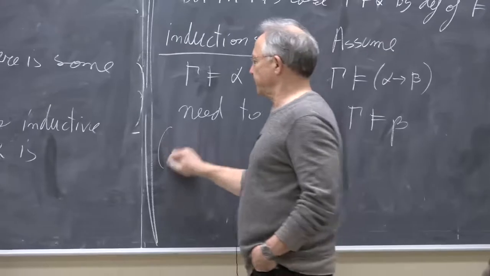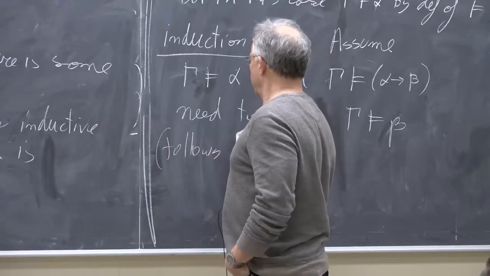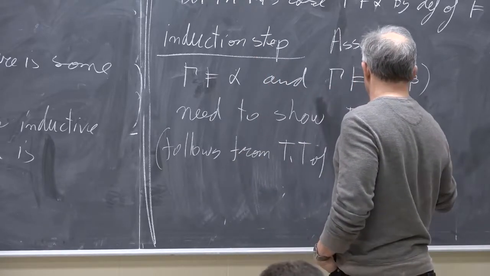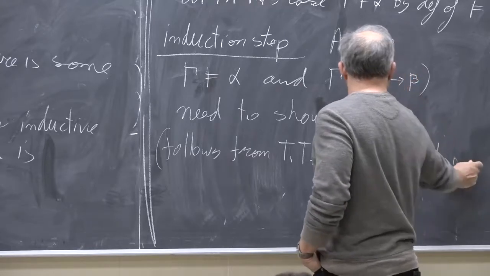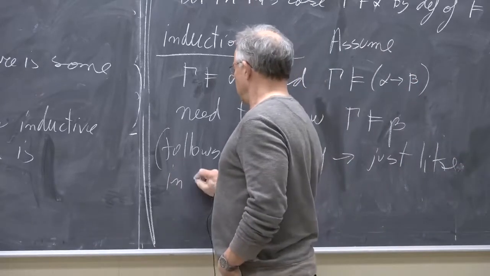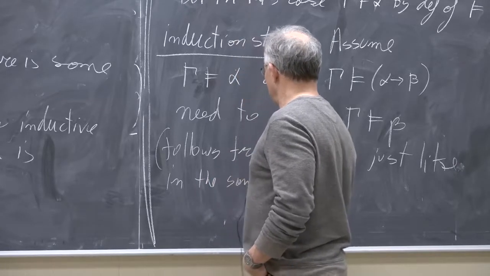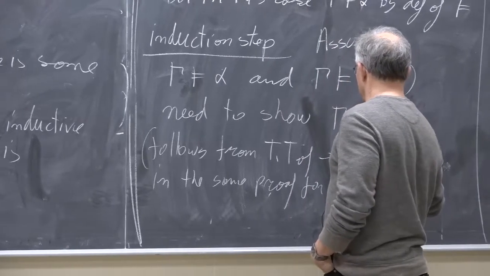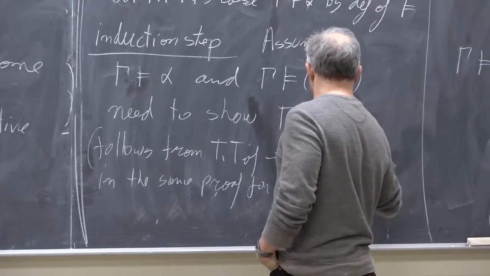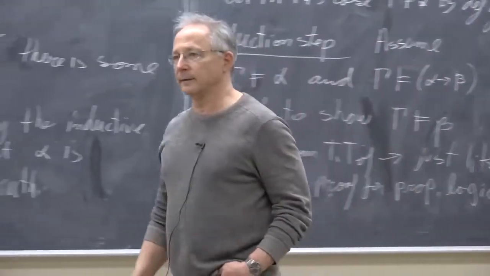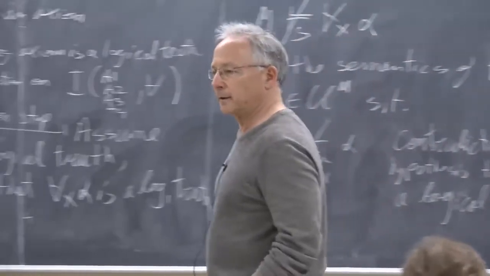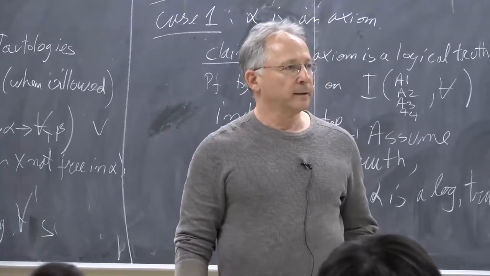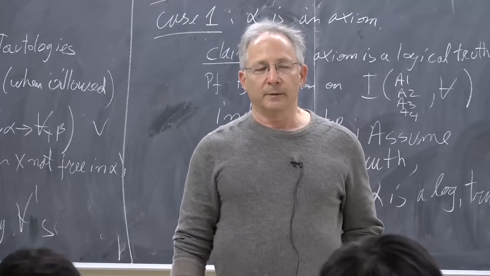So this just follows from the truth table of arrow, just like in the same proof for propositional logic. So we have soundness. We have the soundness theorem. Okay. So we have soundness.